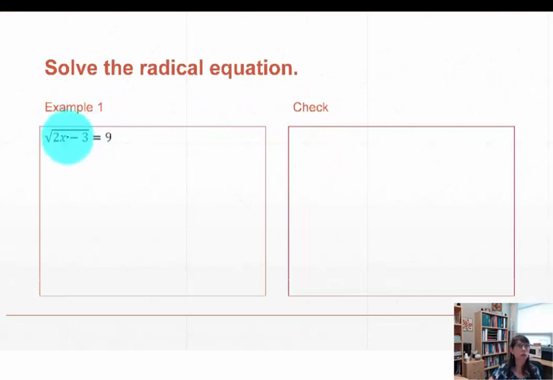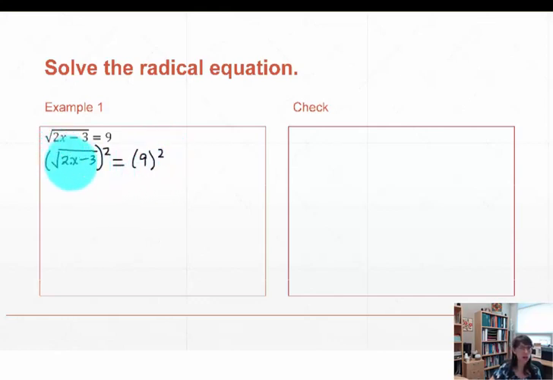For example 1, we have the square root of 2x minus 3 equals 9. So we can see that the square root symbol appears on only one side of the equation. So to eliminate the square root, we need to raise each side of the equation to the power of 2. So I'm keeping my 2x minus 3 under the square root, but I'll raise it to the power of 2, and that means 9 will also need to be raised to the power of 2.